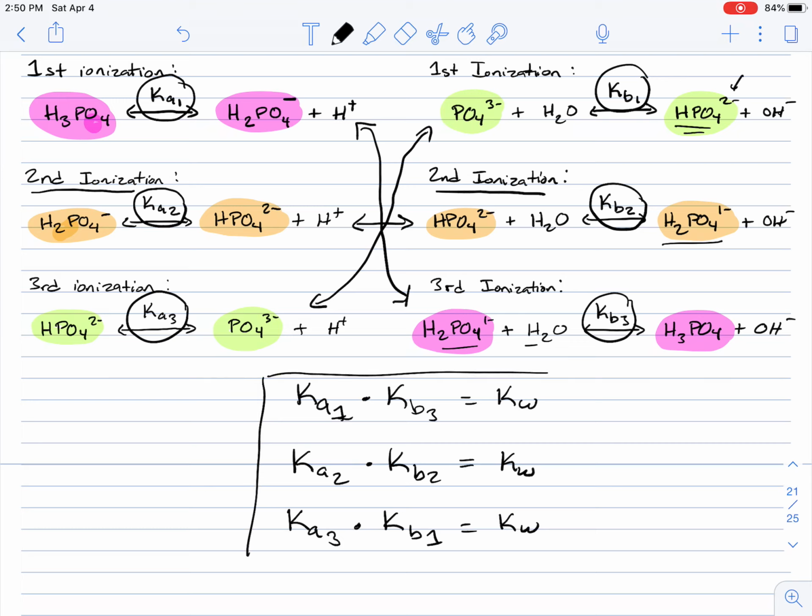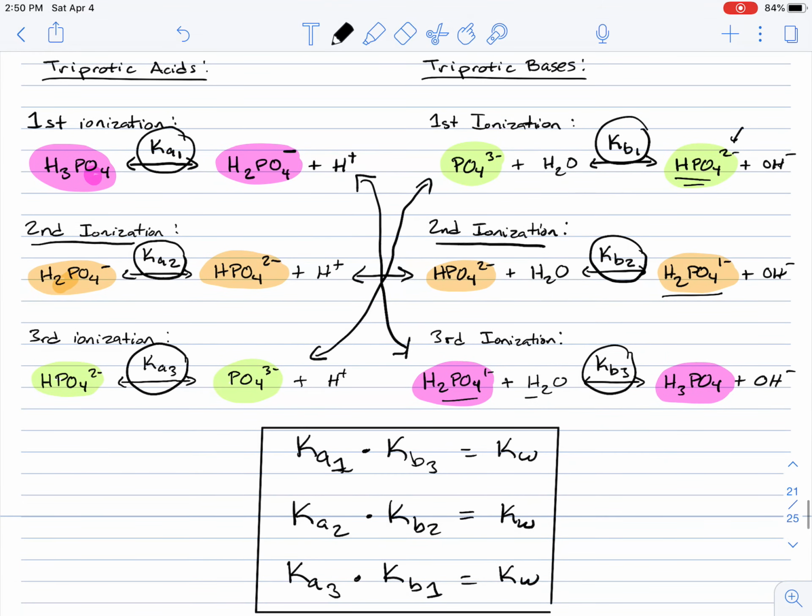And so whenever you guys are working with triprotic acids and triprotic bases, you have to make sure that the Ka values and the Kb values are correctly related to each other. And then we're going to go ahead and take a look at just one example in just a second.